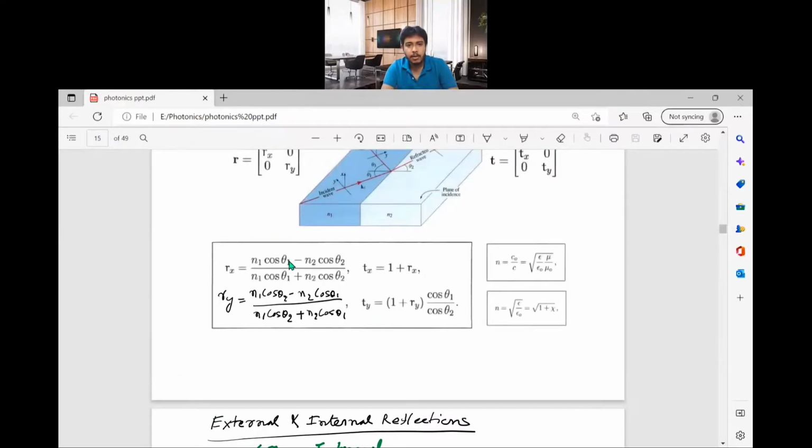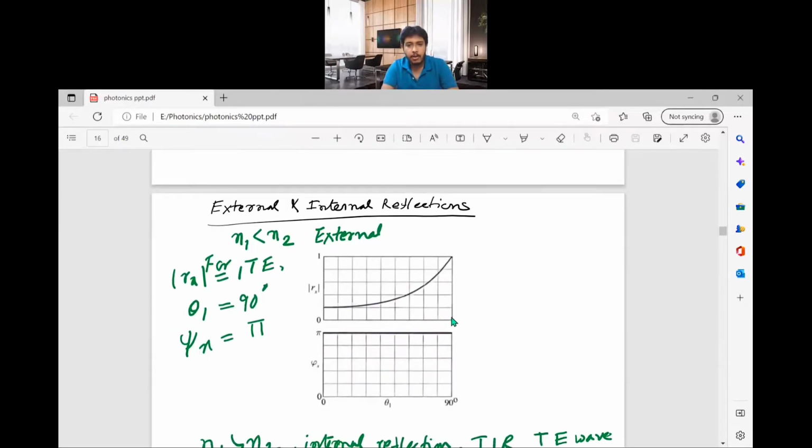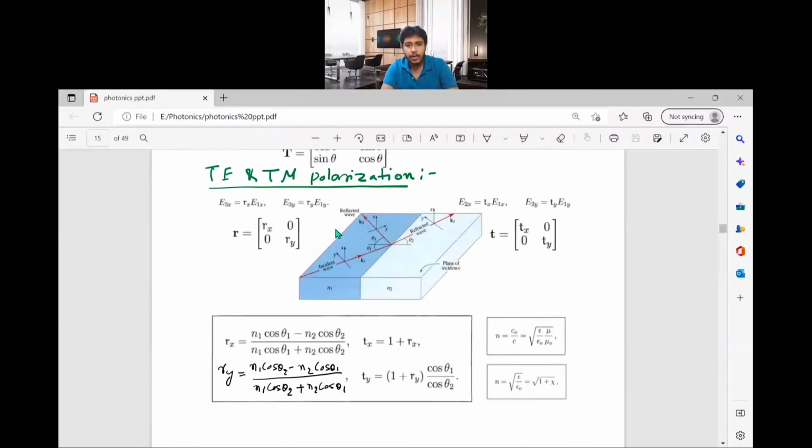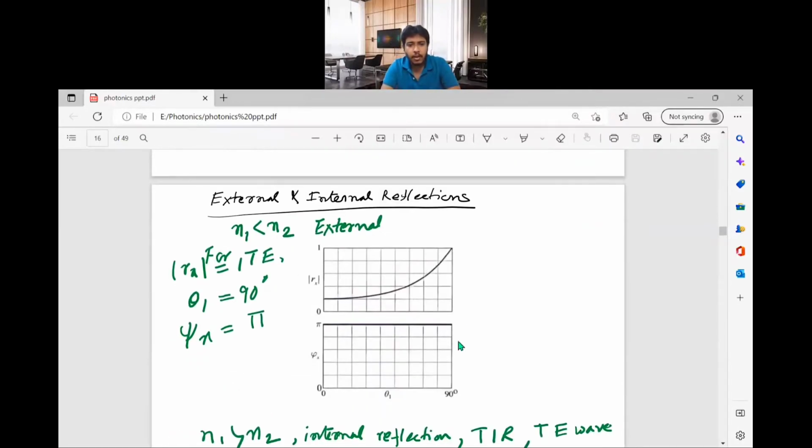And if you put theta 1 as 90 degrees, you will get Rx equal to minus 1. So at 90 degrees of the input incident angle, you will get total reflection. When the input wave is incident at 90 degrees, it will be totally reflected back to the first medium. Okay. This is the reflection coefficient.